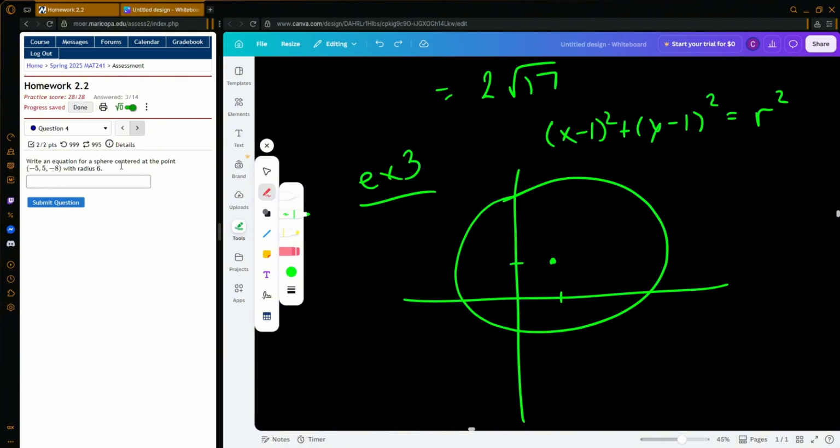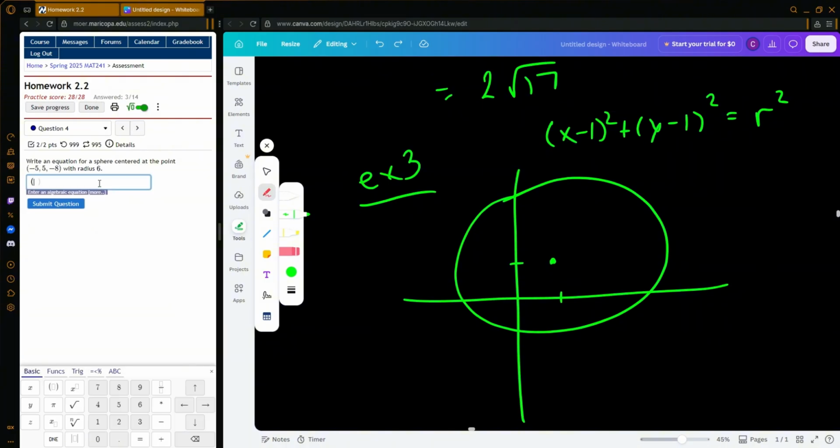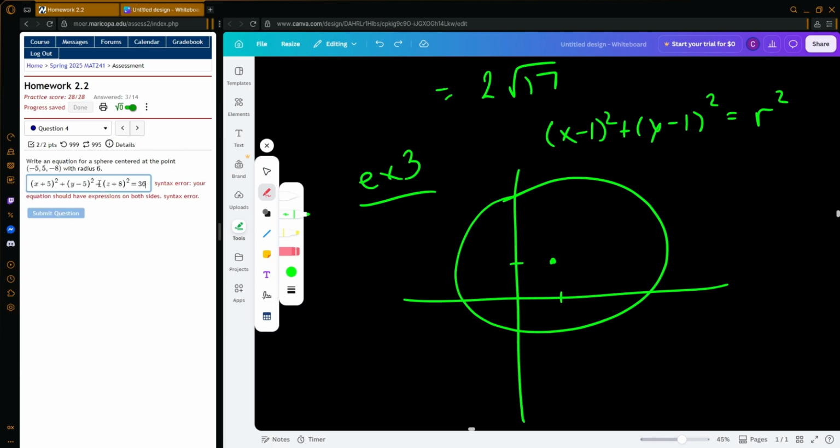Okay, now we're going to build an equation given the center and the radius. So we'll just do like what we said in the last one. It's going to be this, but the flip of each coordinate. X minus 5 squared. Actually, this one's going to be y. Z plus 8 squared is equal to, with the radius of 6, we make this 36.